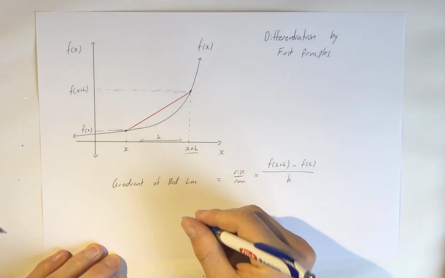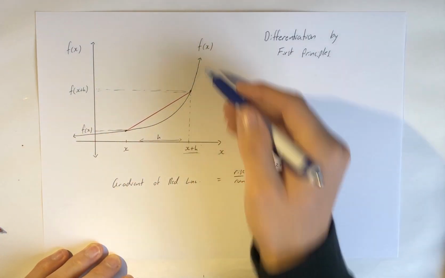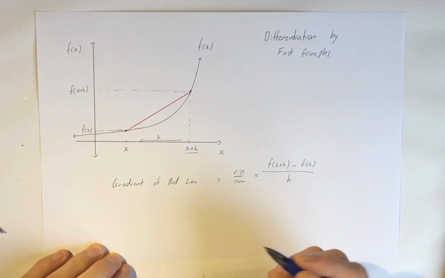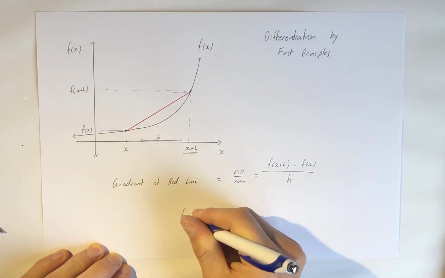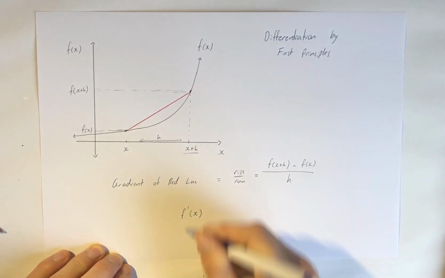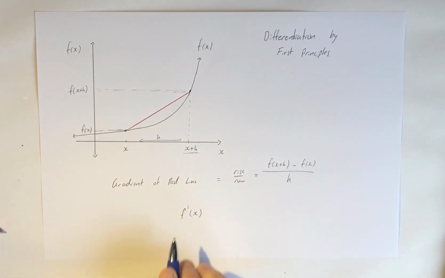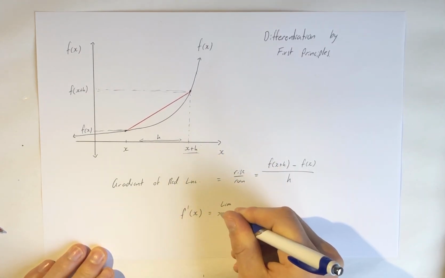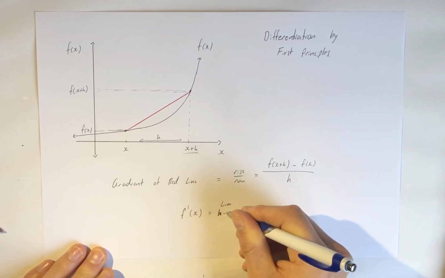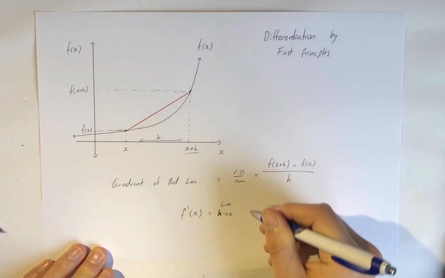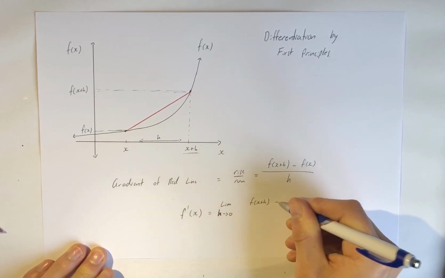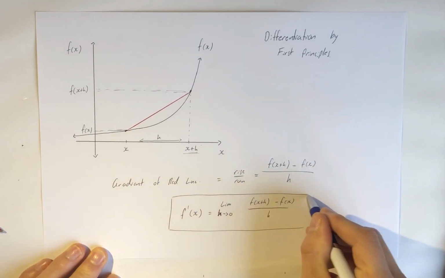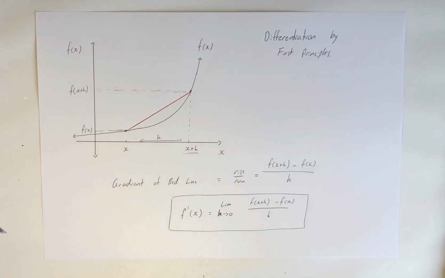So when we take the gradient function, we need new notation. We've got f of x, but we want to know the function that tells us the gradient. So the gradient at this point, let's go f prime at x. So this is from year 12. The derivative, or the gradient function, is equal to the limit as h goes to 0 of this function here. That is differentiation by first principles.